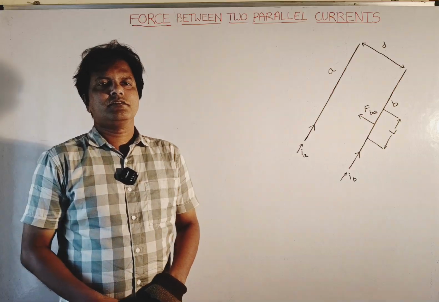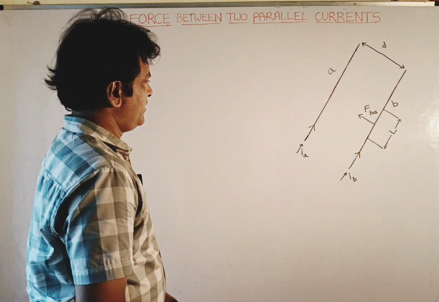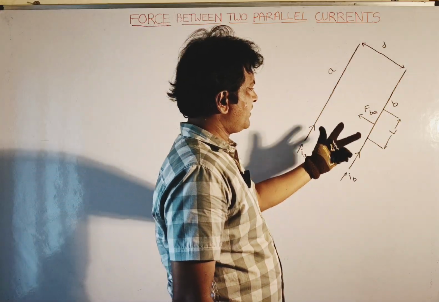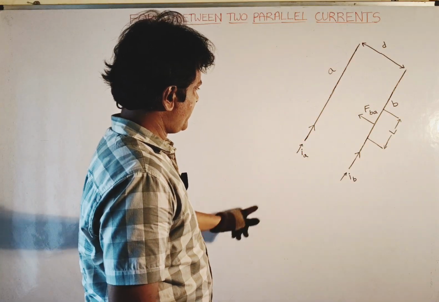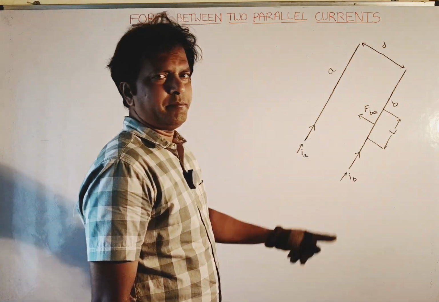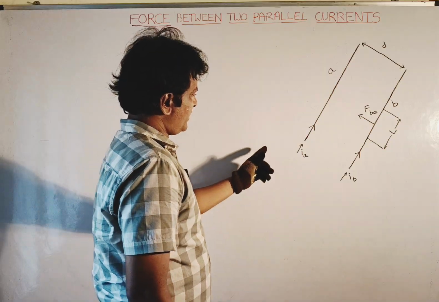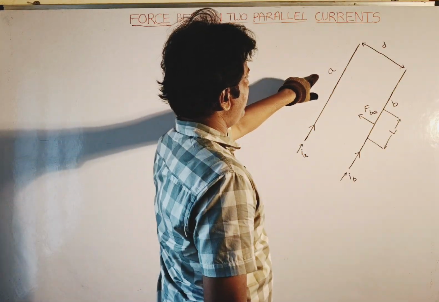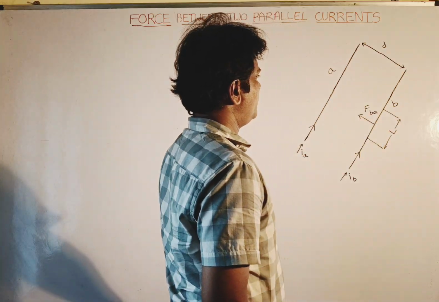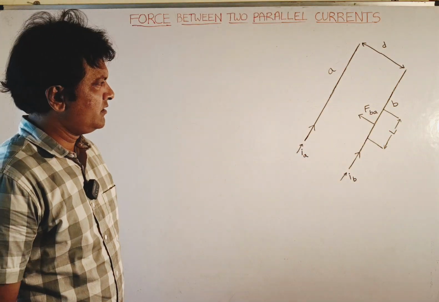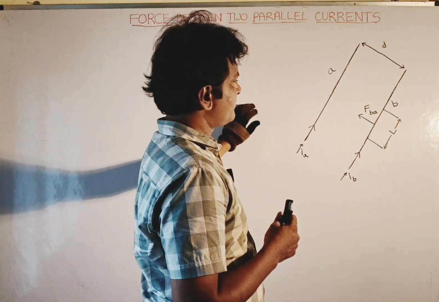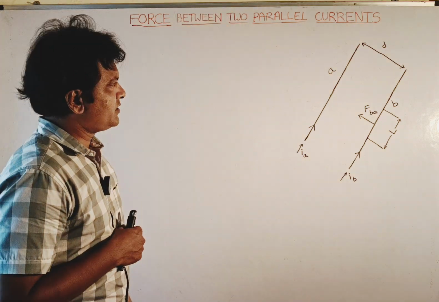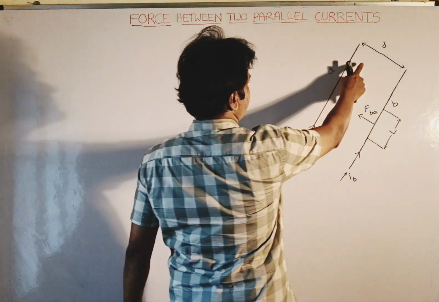In this session, we are going to see the force between two parallel conductors which are carrying two currents IA and IB. We say that IA and IB may or may not be equal, but A and B are two parallel conductors of very long length and very finite area of cross section. They are separated by a distance d.